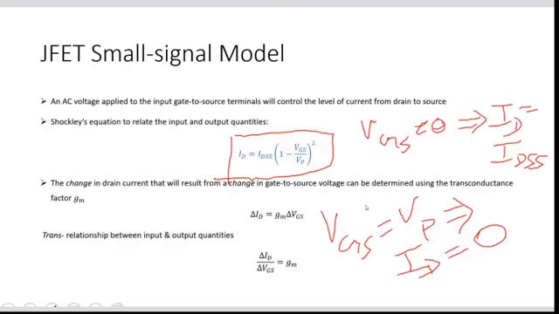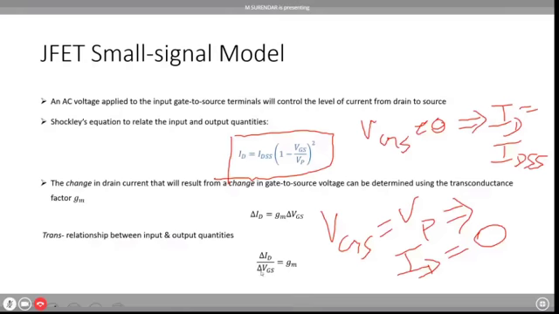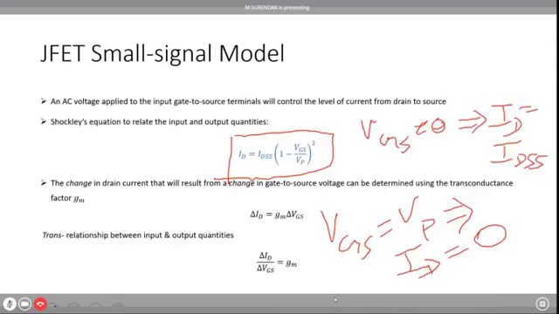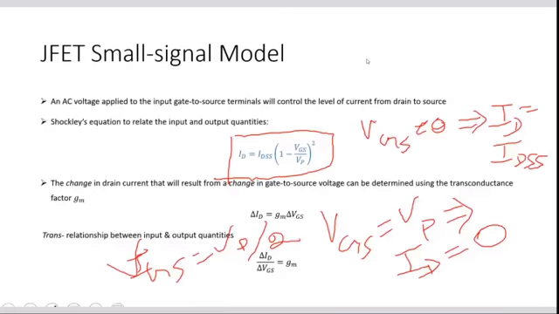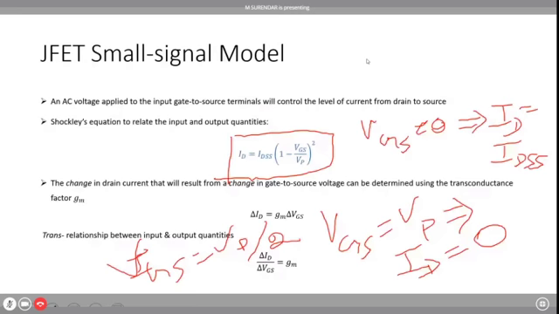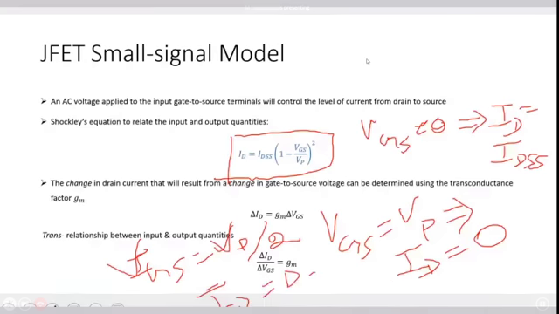And in between, if we put some value of VGS here, that means if I put VGS is equal to VP by 2, then just check that value. ID will be equal to IDSS divided by 4.